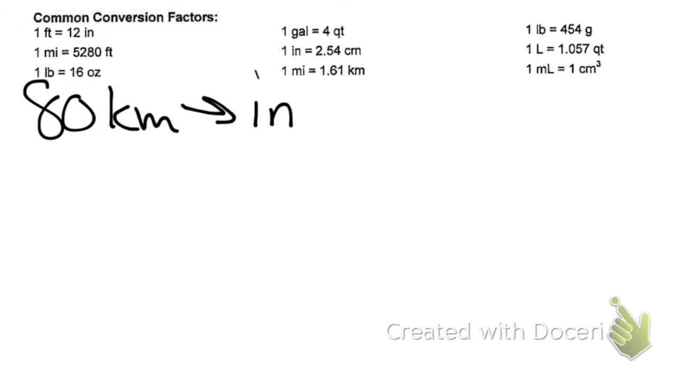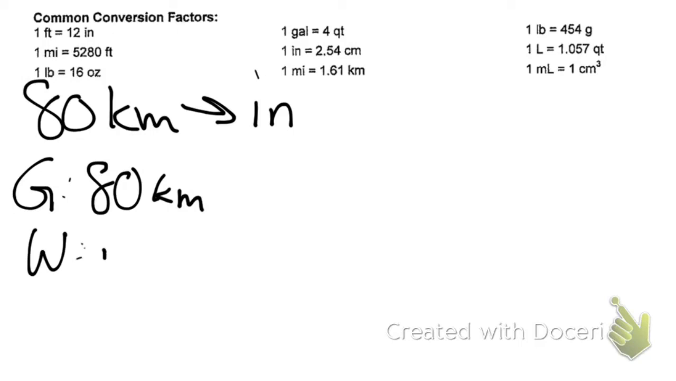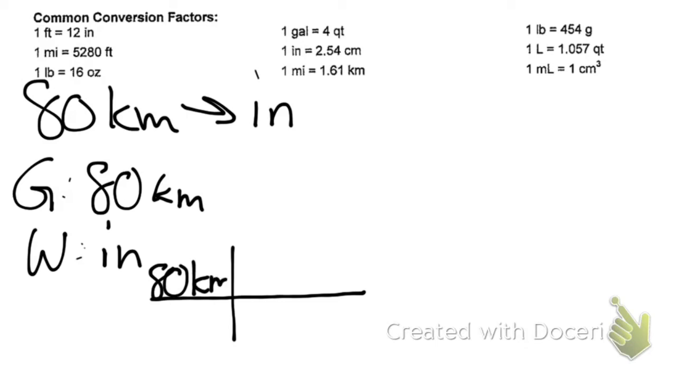All right, so we've got one more now. Looks like 80 kilometers. Wow, that's long. And we want to go to inches. So we are given 80 kilometers, and we want inches. We'll draw the tracks, and we've got 80 kilometers right there. We want kilometers on the bottom so they'll cancel out.